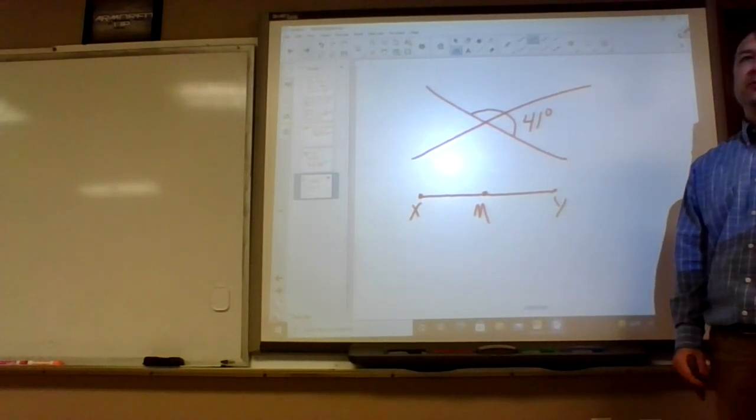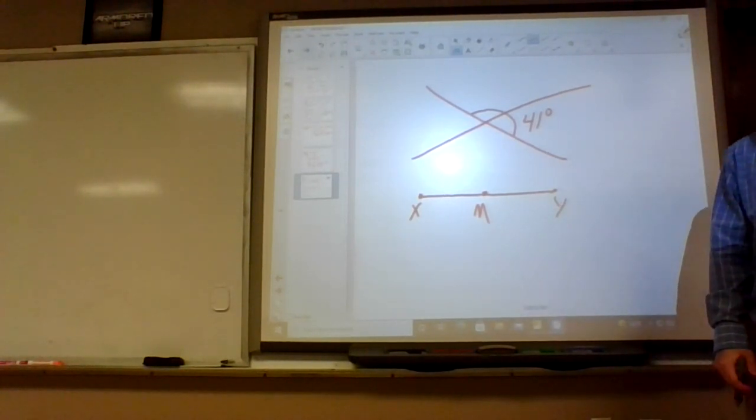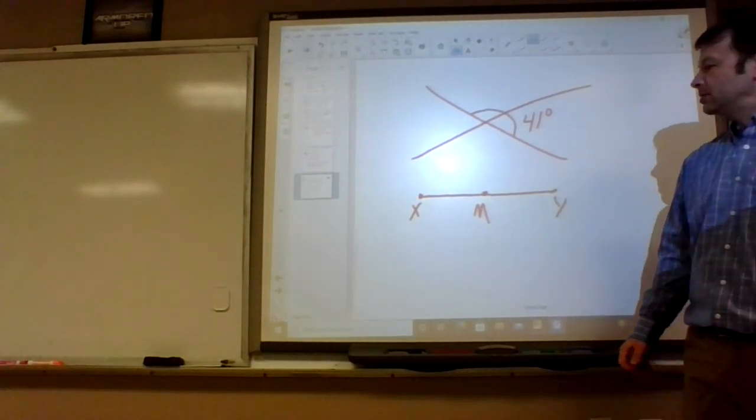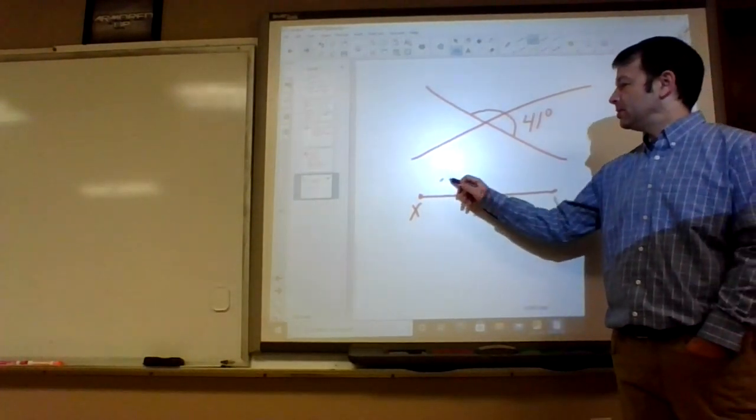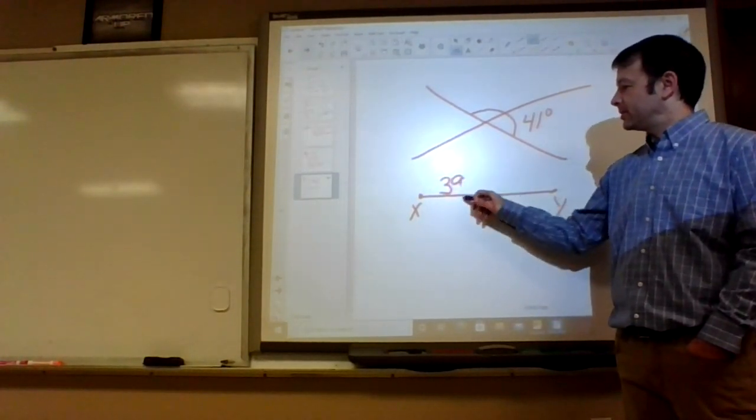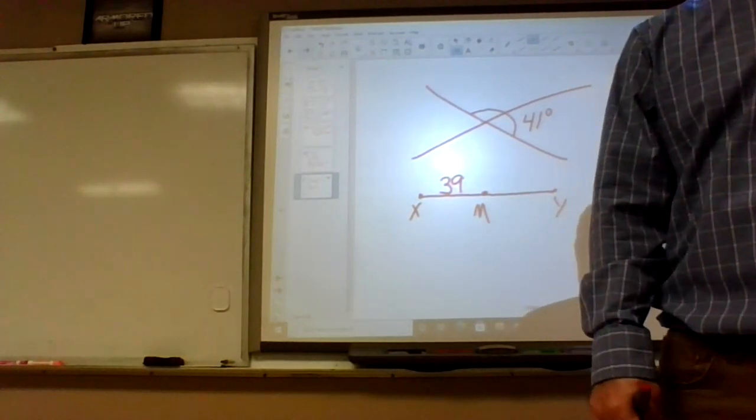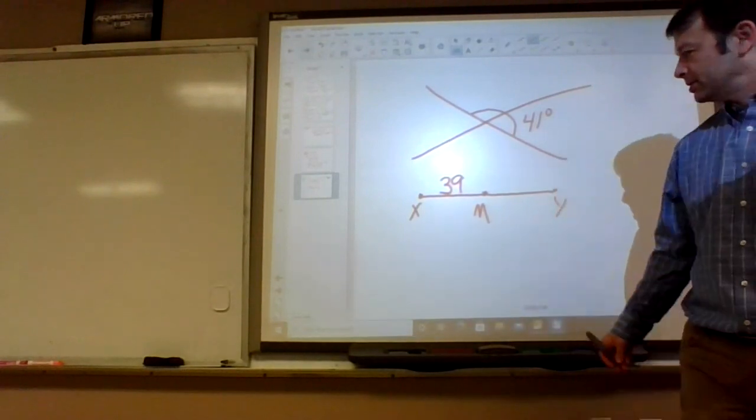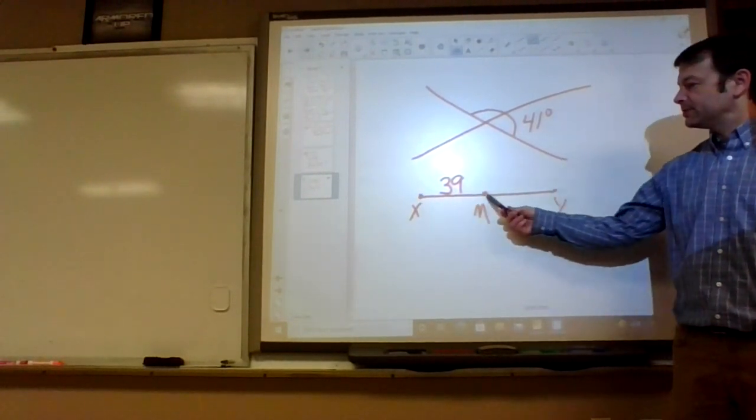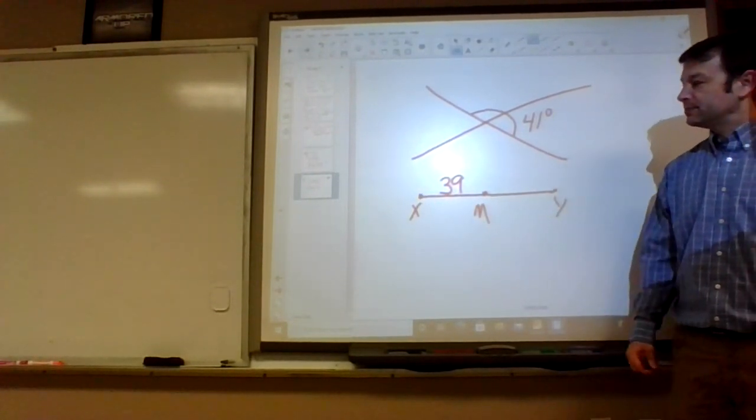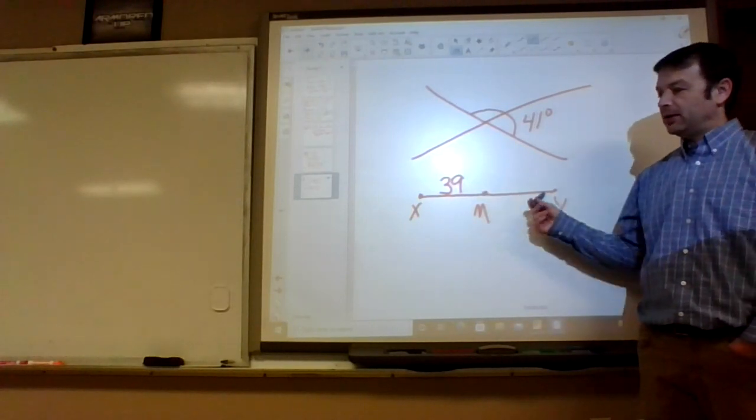If XM equals 39, that's like the first half. Put it on the segment XM. 39, that's how long it is. All right, the question is find XY, the length of XY. So 39 plus 39 is... 39 times 2 is 78.